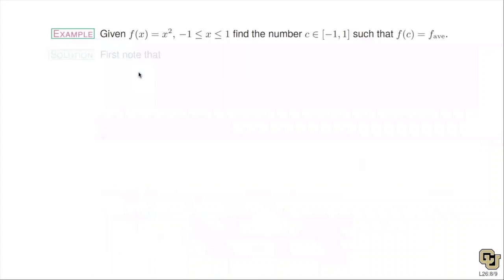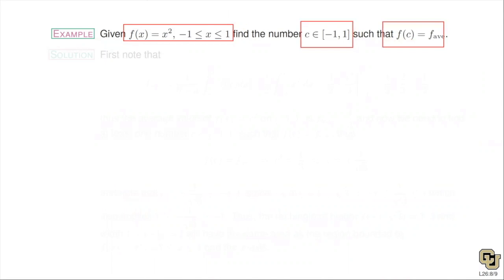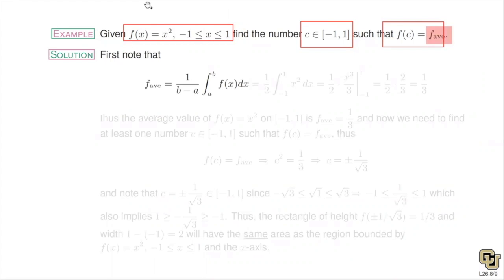So here, let me do an example just to show you this average value in business. Here we're given a function and an interval, and we want to find the number c in the interval such that f of c equals the average value. So first, I need to find the average value. I first do these calculations here. In this case, b would be 1 and a would be negative 1, so b minus a is 1 minus minus 1. I get 1/2, integral from minus 1 to 1.